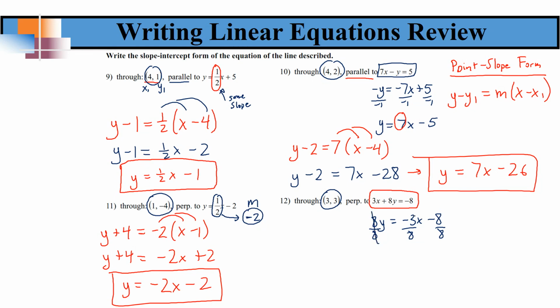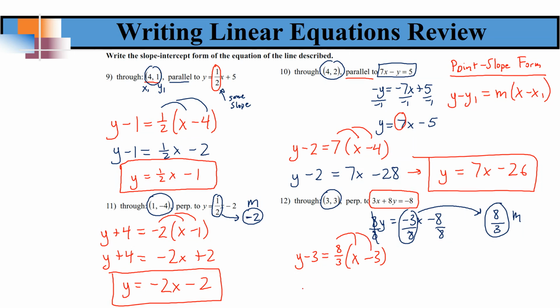And when we do that, we can see what the slope of the original line is. The slope of the original line is -3/8, but we want something perpendicular. So flip the fraction, switch the sign. Our new slope will be +8/3. That is our slope. And of course, we can see our ordered pair is 3, 3. So let's go ahead and substitute this in to point slope form. So y minus 3 equals our new slope of 8/3, parentheses, x minus 3.